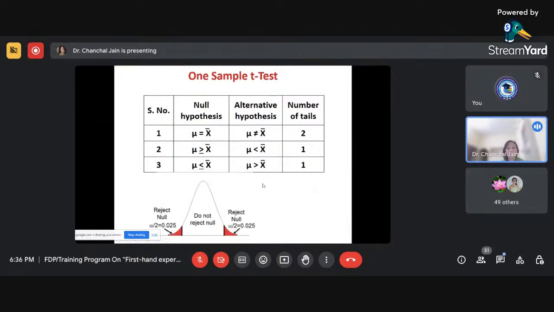So you can see using the graph, if I'm talking about this particular thing, it is indicating that both the tails are involved here. If both the tails are involved, that means the rejection region will fall at both ends of the tails, right? And this would be the acceptance region of your null hypothesis.